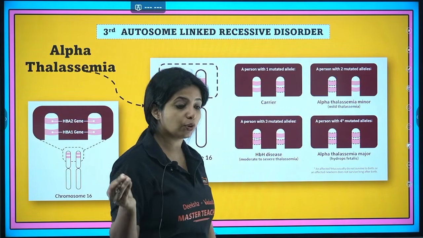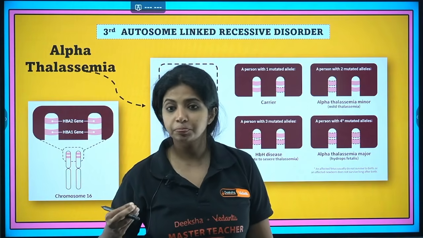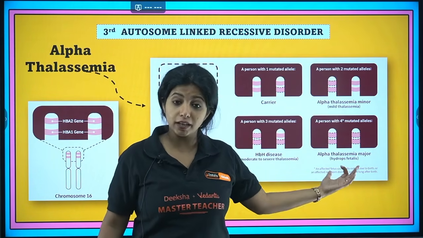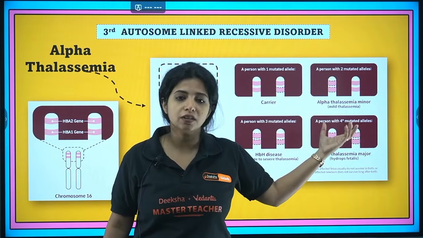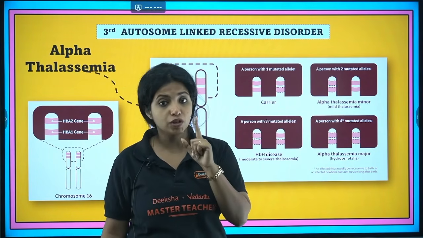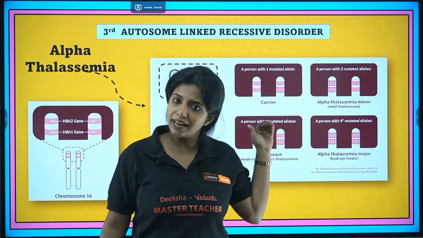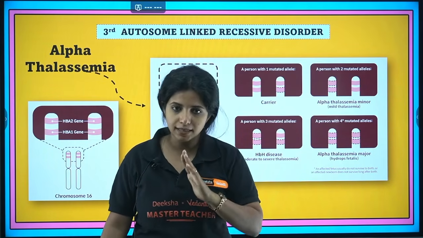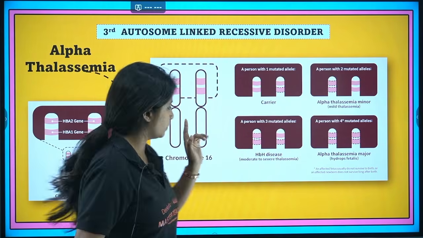And without alpha globin chain, do you think you can form hemoglobin? No. So if it is less, that is also a problem. If it is not at all there, that is a very big problem. You cannot survive. If the alpha globin chain is not there, hemoglobin cannot be formed. If there is less production, obviously the hemoglobin produced will also be less. Okay, this is one thing.